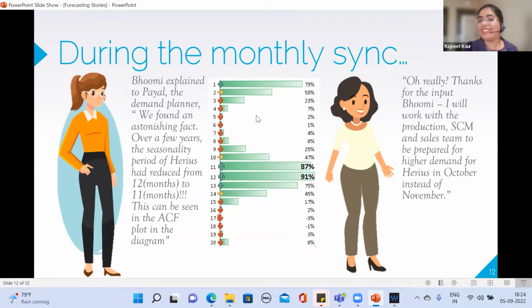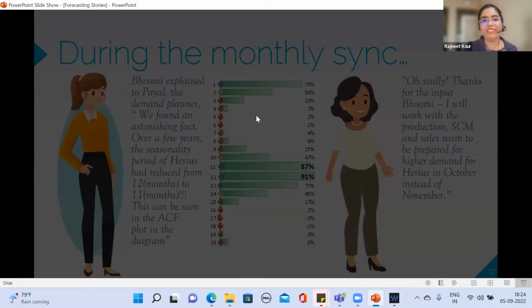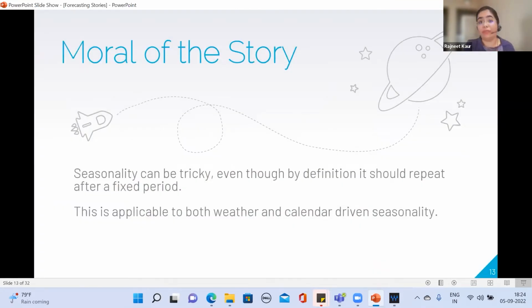So what is the moral of our story here? That seasonality can be tricky, even though by definition it should repeat after a fixed period, like I said, generally 1 year. We saw a weather-driven example, but this is equally true for the other type of seasonality, that is calendar-driven seasonality. Weather-driven seasonality is weather-related, so the pharmaceutical world will be highly impacted by it. What is calendar-driven seasonality? It is by the weeks, by the day, 365 days of the year.